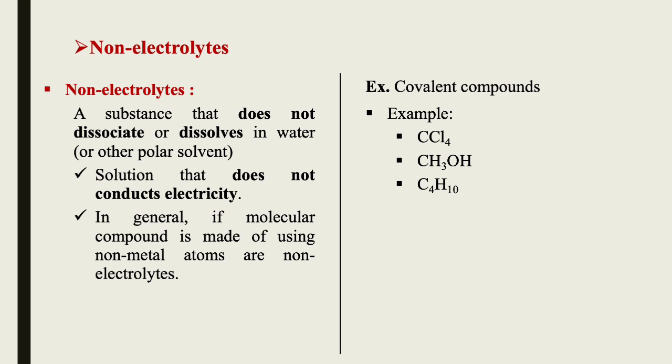If you take methanol, it is soluble in water, and that is also one kind of non-electrolyte solution. So these are the examples of covalent compounds as well as solid substances made up of covalent compounds. So C4H10, this is another hydrocarbon. If you put it in water, it will not dissociate. That's why it is a non-electrolyte substance.